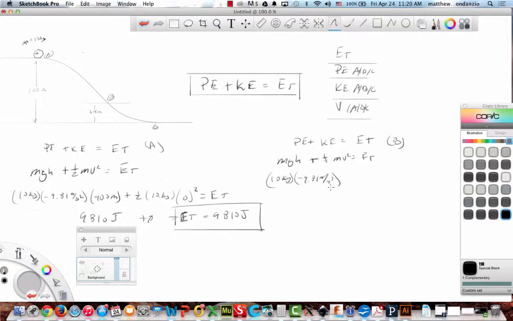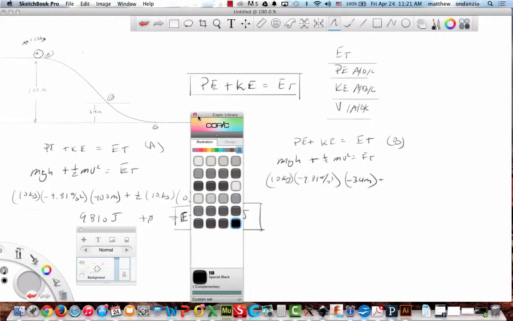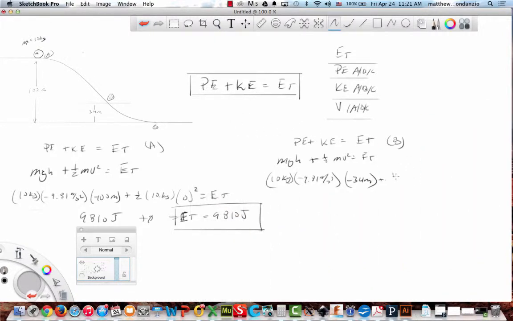My acceleration, 9.81 meters per second squared. What's my height at B? 34. It's the height relative to what? The ground. Yes, negative 34 meters. That's the potential energy being smaller. Plus 1/2, what's my mass? 10 kilograms. What's my velocity at B? We don't know. That's what we're looking for. We know what ET is.